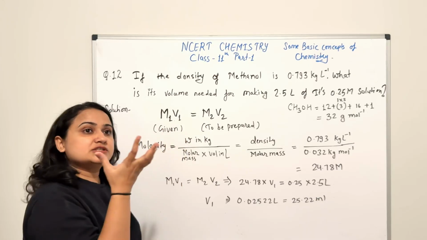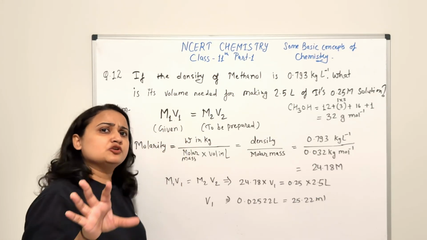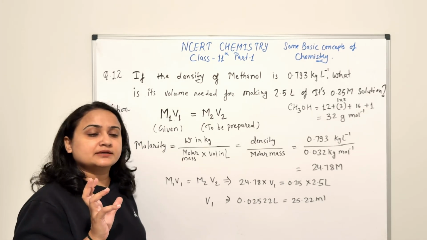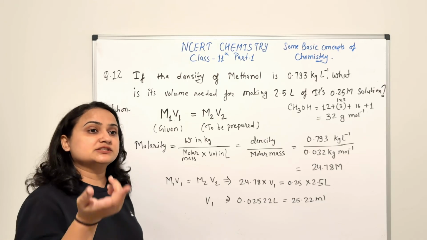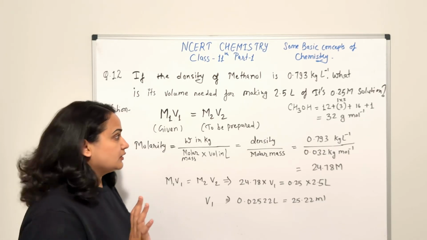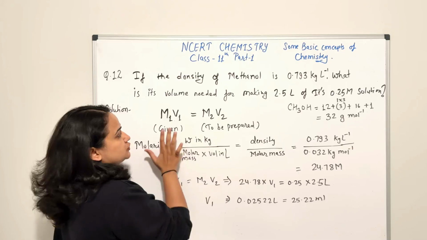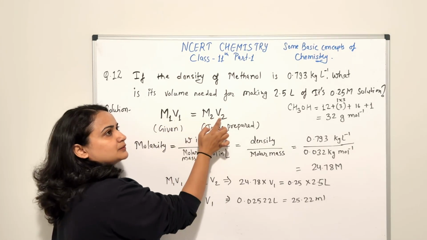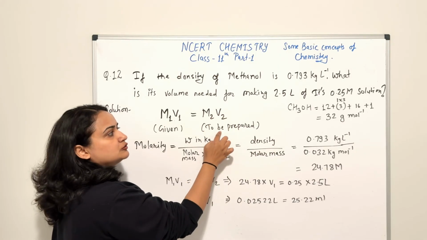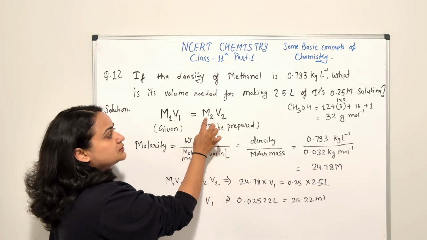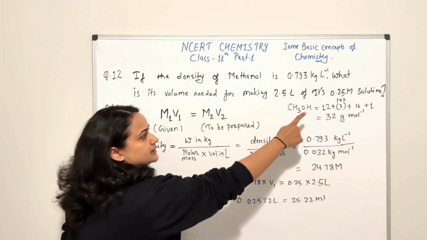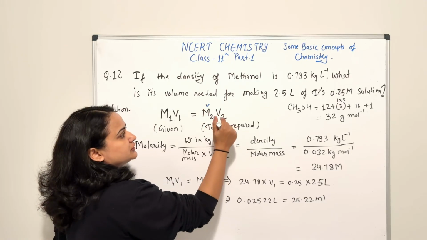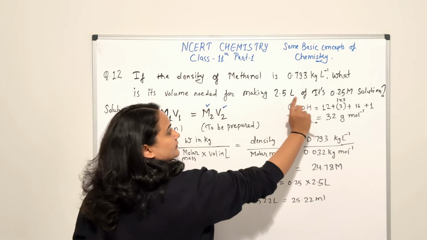Okay. Now let's see whatever numerical is given. You find out the basic formula that you are going to solve the question with and check what is already given. So M1V1 is our given solution molarity and volume. M2V2 is the to-be-prepared solution molarity and volume. The to-be-prepared M2 molarity is given already, and the to-be-prepared solution volume is also given here.